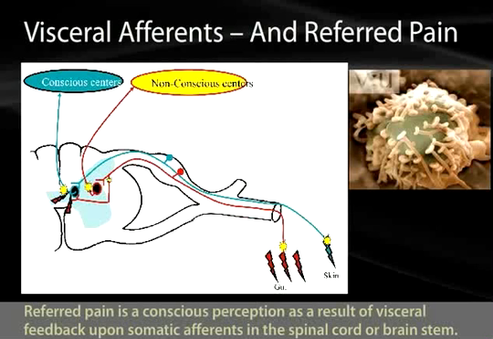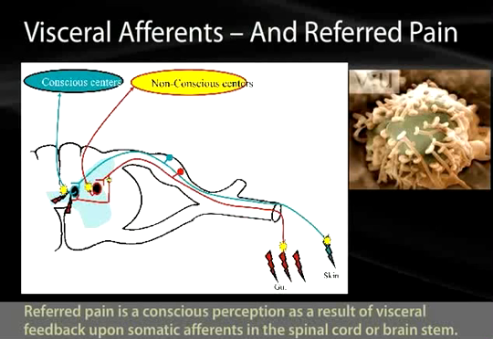So where did this referral from visceral system to somatic system occur? In the spinal cord. And that's the concept of referred pain. And you can see that this one picture has so many endings on it that there's a lot of global inputs coming from all over because of these little collateral sprouts that come off of many of these neurons, both motor and sensory. So, what is referred pain? Referred pain is a conscious perception as a result of visceral feedback upon somatic afferents in the spinal cord or brainstem. What does it mean in terms of questioning?